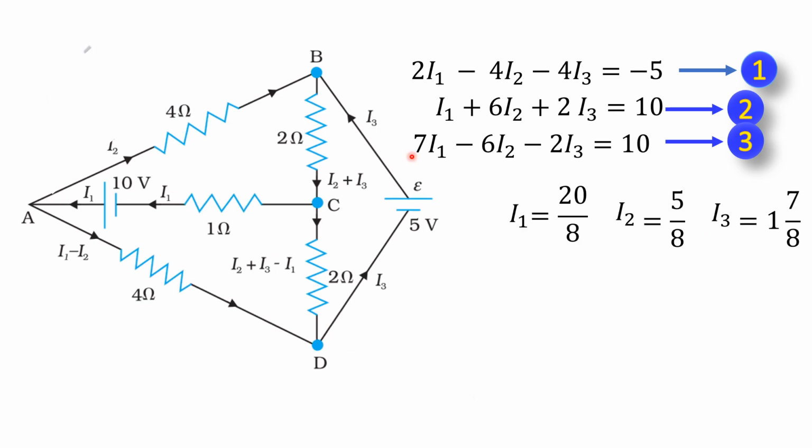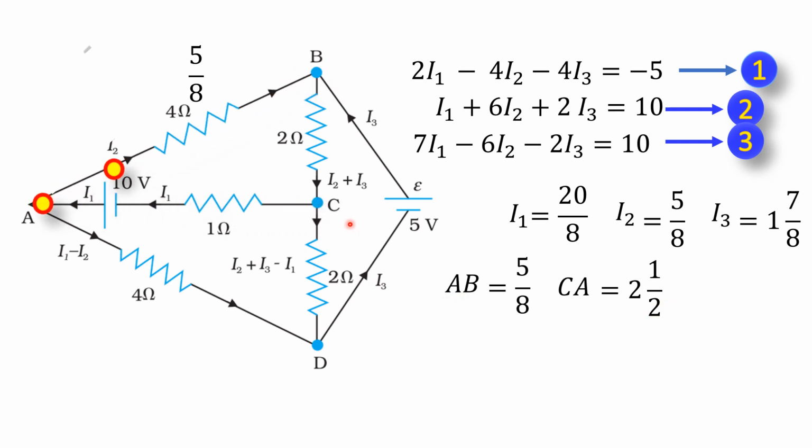Next we have to find the current in every branch. So in the AB branch, I2 current is passing, so the current value is 5 by 8. Next branch is the CA branch. Here I1 current is passing. The value is 20 by 8. Simplifying this value, we get 2 into 4 by 8. So 4 by 8 is equal to 1 by 2. So 2 into 1 by 2.